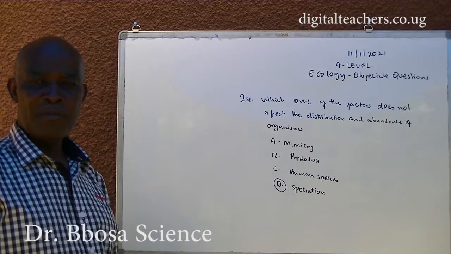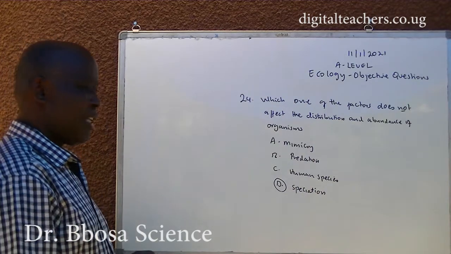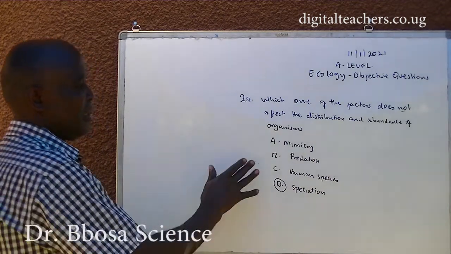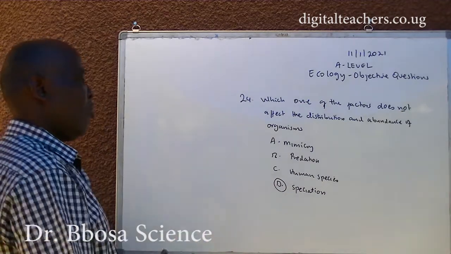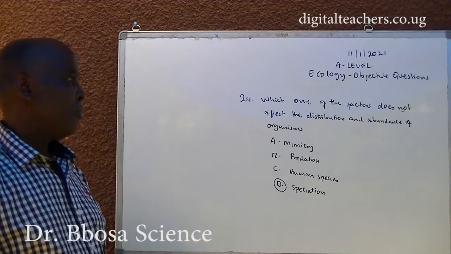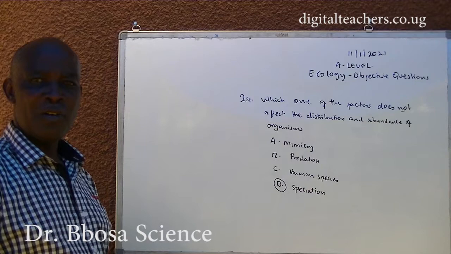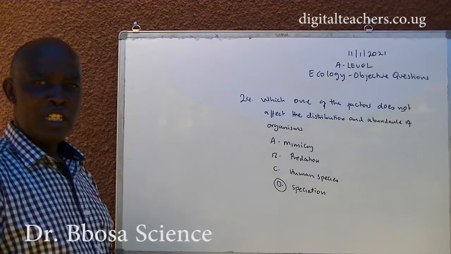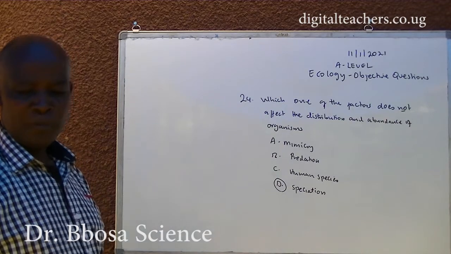Mimicry is resemblance of two organisms when one is dangerous, another one is not. Predation, one organism feeding on another. Of course, human activities keep on affecting the distribution and abundance through agriculture, deforestation, overgrazing, and so on.